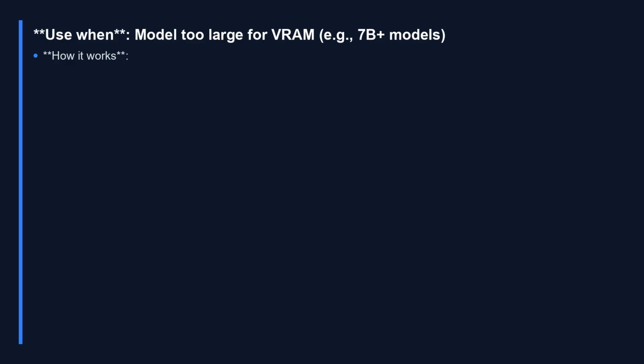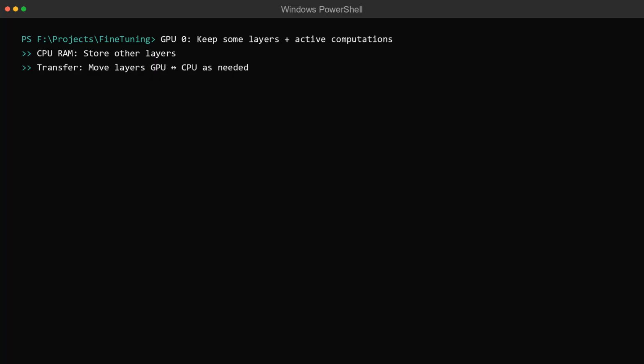Technique 3. CPU offloading. CPU offloading is the technique you reach for when a model simply won't fit in VRAM, even with quantization and gradient checkpointing active. The idea is to treat CPU RAM as a slow extension of GPU memory. Layers that aren't currently needed for computation live in system RAM, and only the active layers are resident on the GPU at any given moment. The execution pattern works like this.